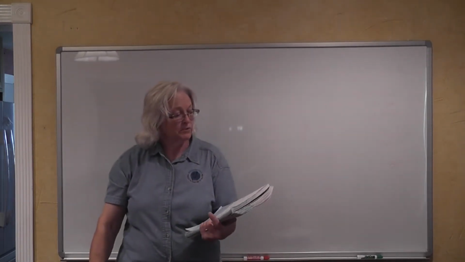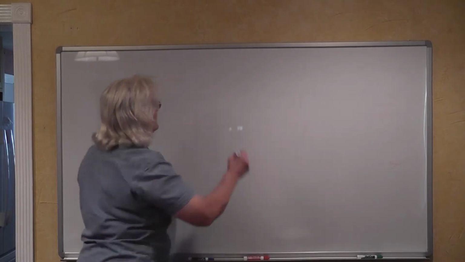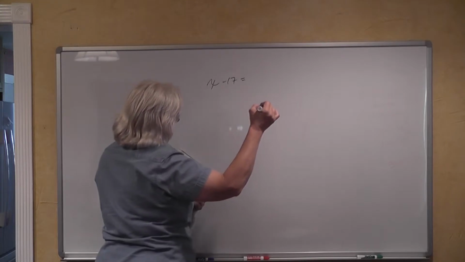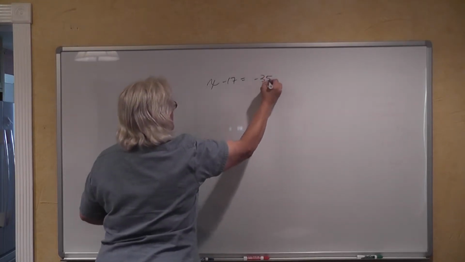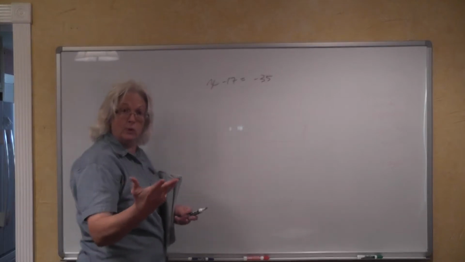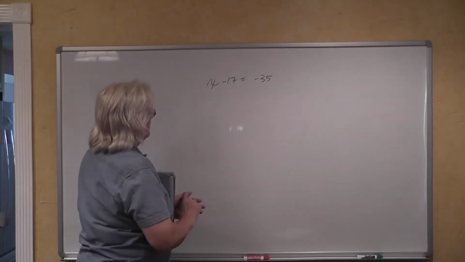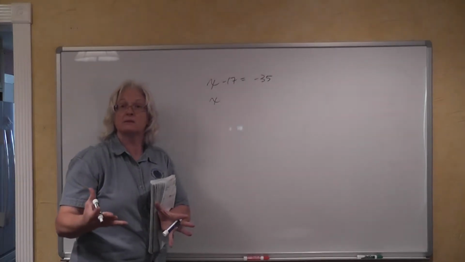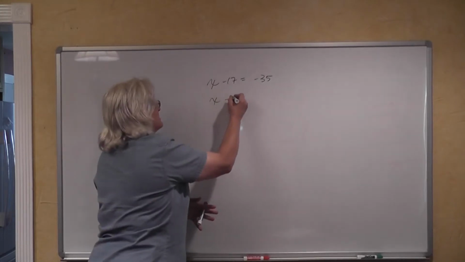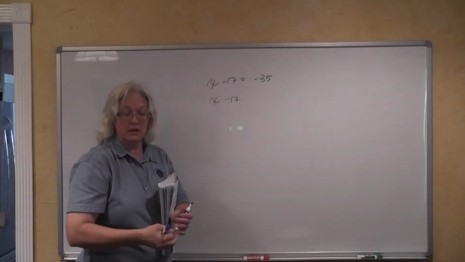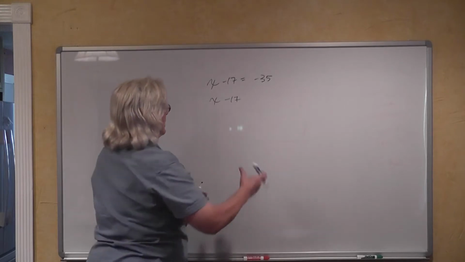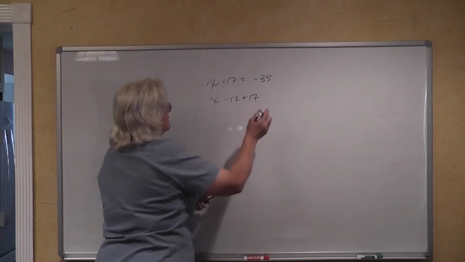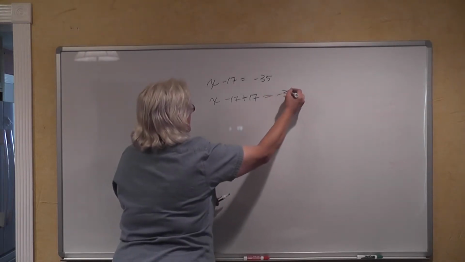Okay, example 2 says solve x minus 17 is equal to negative 35. What's the first thing that we want to do here? We want to look at that variable x. If we started with x, what did we do next? We subtracted 17. So what is the inverse of subtraction? Yeah, it's addition. So we're going to add that 17 right back, because inverse operations undo one another.